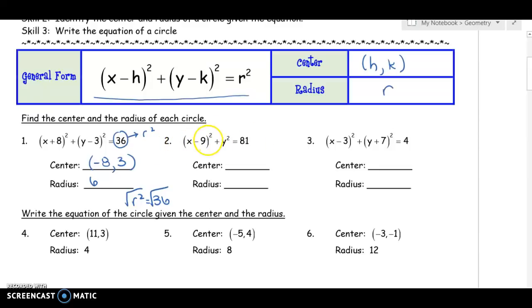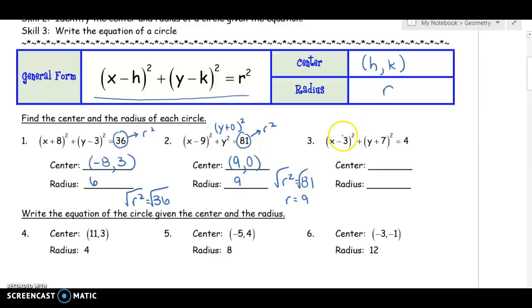So for number 2, we have this. And what you're going to do is this one, you'll notice the y doesn't have anything. This is the same thing as y plus 0, quantity squared. All right, so the center is going to be the opposite, which is a negative 9, so the opposite would be a positive 9. And then the y value will be 0. All right, this number is radius squared, so if r squared equals 81, square root both sides, and you'll get a radius of 9. So it looks like that.